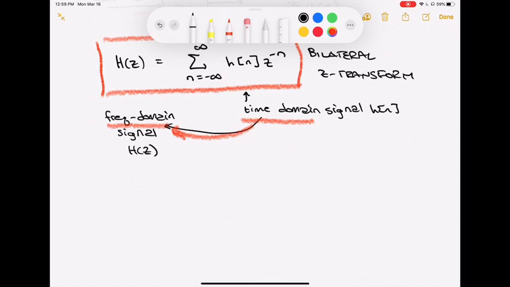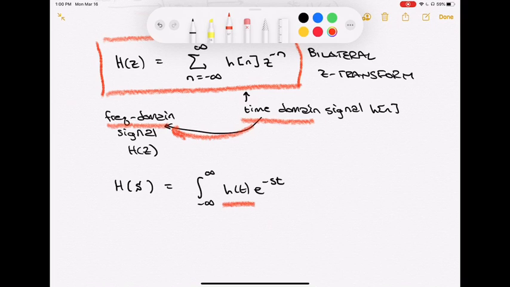So if I compare that again to the Laplace transform, if you remember back from chapter 4, we had the Laplace transform h of s, right? And it was an integral. We had an integral from minus infinity to infinity. We had our h of t, and we had an e to the minus st, something along those lines. If you take a look at these, very, very similar, right? So in this particular case we took a time domain signal, and through the Laplace transform, it converted it to a frequency domain signal, h of s.